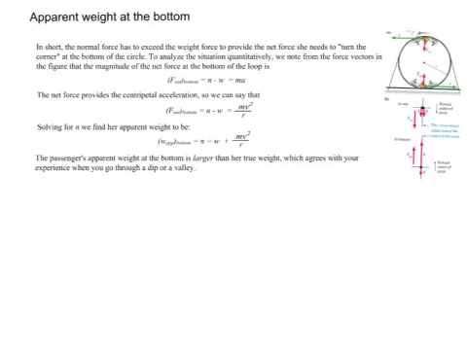To analyze this quantitatively, we note from the force vectors in this figure the magnitude of the net force at the bottom of the loop. The net force provides the centripetal acceleration, so the net force is equal to normal force minus weight equals mv squared over r. When we solve for the apparent weight, we find that the passenger's apparent weight is larger than the true weight at the bottom of the circle, which agrees with your experience when you go through a dip in a roller coaster or as a passenger in a car going down a small hill.